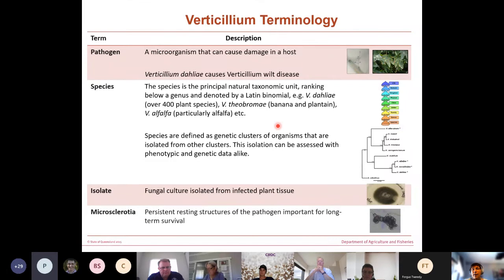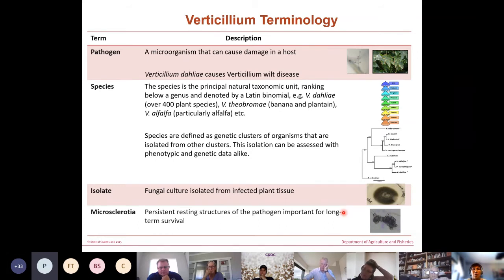But there are many other species, not just dahliae. So here we have the genetic structure where we have dahliae here, and so we can characterise the species based on phenotypic and genetic data. So I have dahliae here, and then we have all these other ones. So that hopefully just explains what we mean when we talk about the species, Verticillium dahliae species.